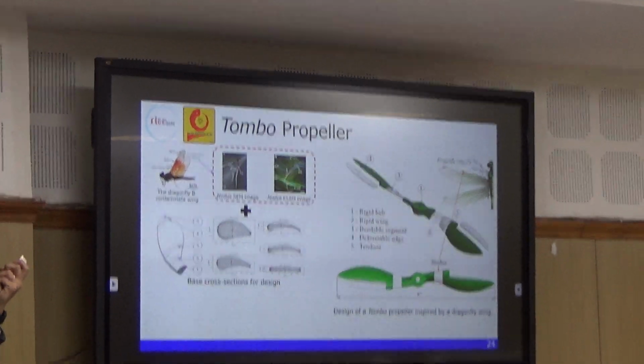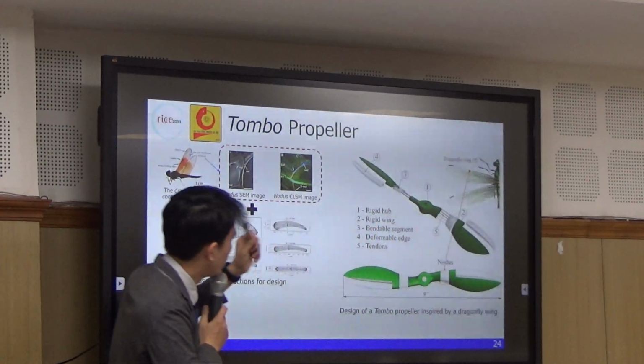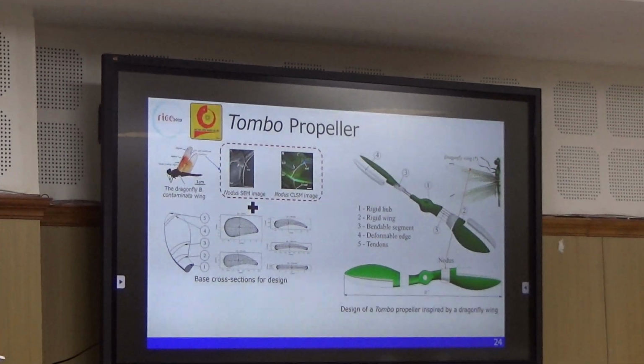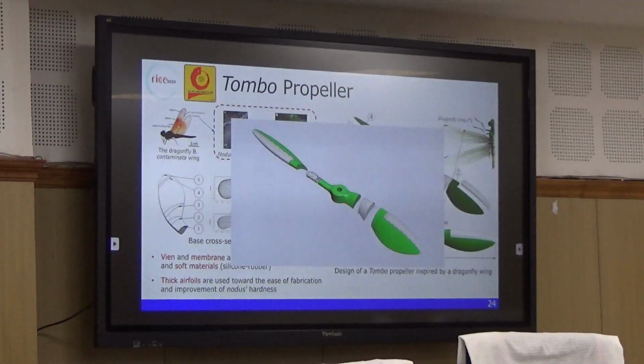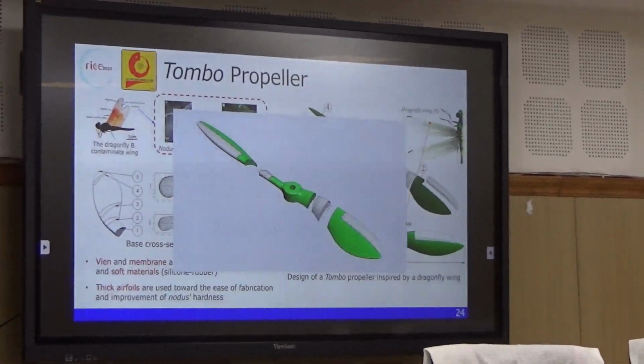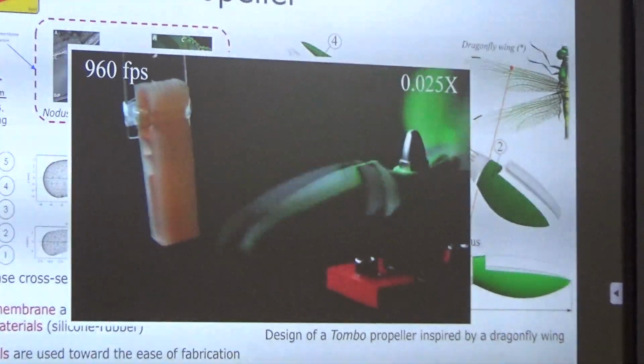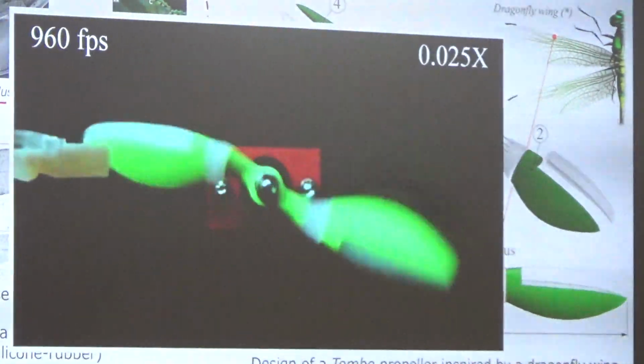We call it a tumble. And this one here is a node, just copied exactly from the dragonfly. And now, this is the structure of the tumble propeller. Here we use some soft material, and you can see here, it can collide and it can reshape.